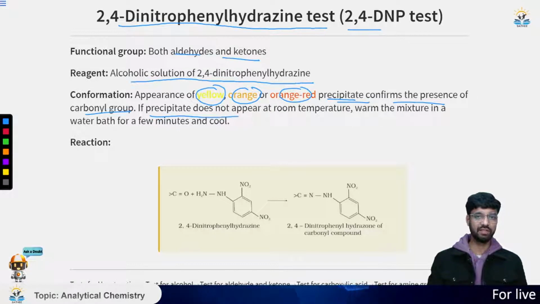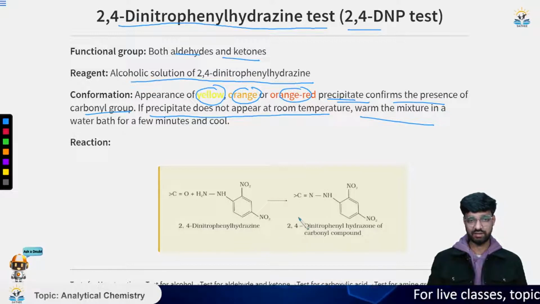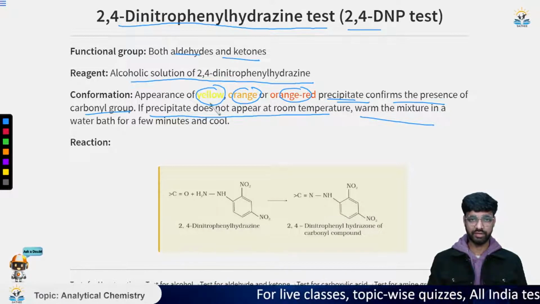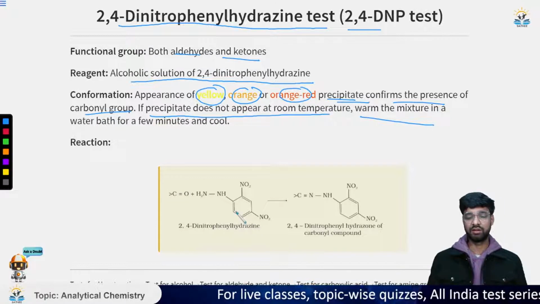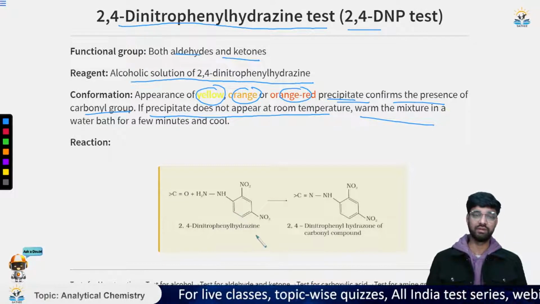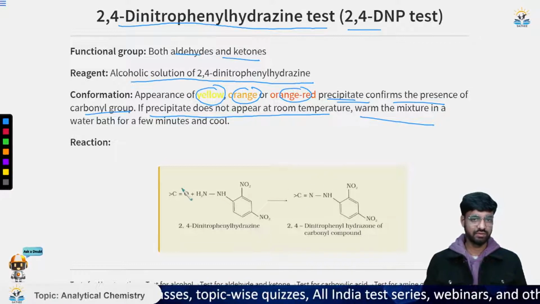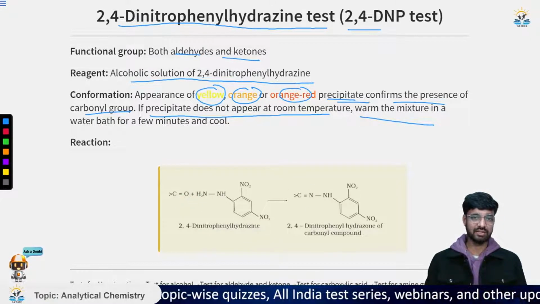If the precipitate does not appear at room temperature, warm the mixture. So if the reaction does not occur, you can warm the mixture. Then if it is an aldehyde or ketone, it will show a colored precipitate with any of these three. And if it does not show any of these three, then of course this is not an aldehyde or ketone.